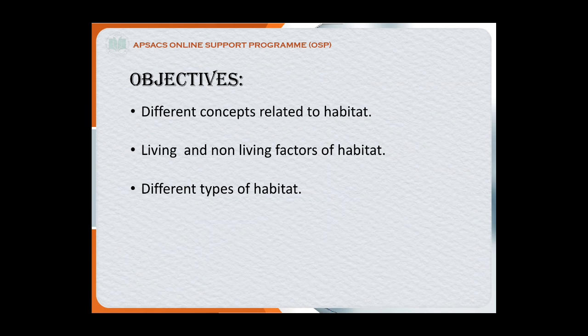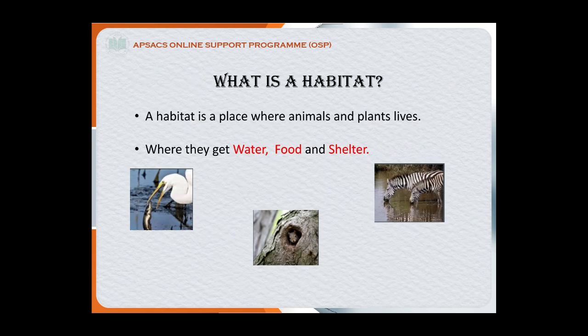Objectives: today we will learn about different concepts related to the habitat, living and non-living factors of a habitat, and some different types of habitat. Let's start with the basics. What is a habitat? We have already discussed that a habitat is a place where animals and plants live, from where they get water, food and shelter, and they reproduce in the habitat as well.